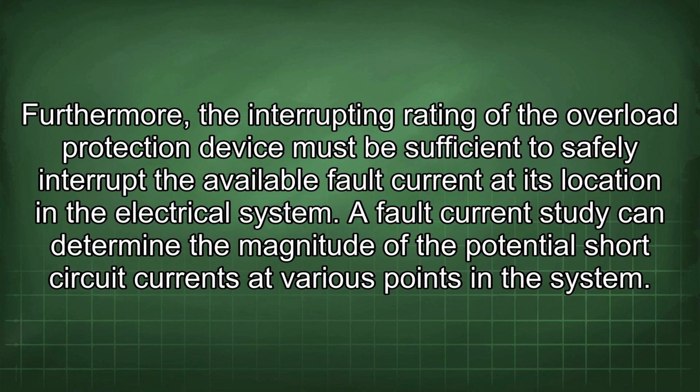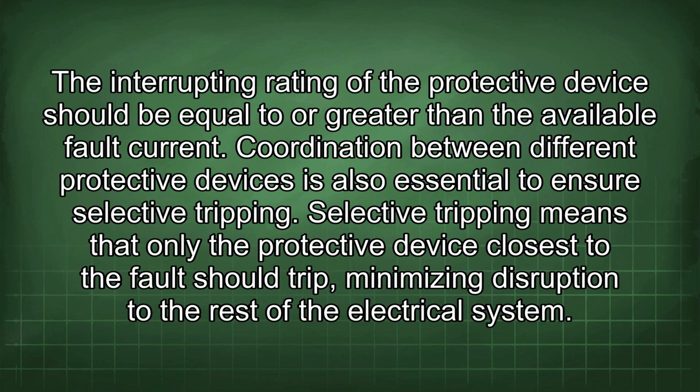Furthermore, the interrupting rating of the overload protection device must be sufficient to safely interrupt the available fault current at its location in the electrical system. A fault current study can determine the magnitude of the potential short circuit currents at various points in the system. The interrupting rating of the protective device should be equal to or greater than the available fault current.